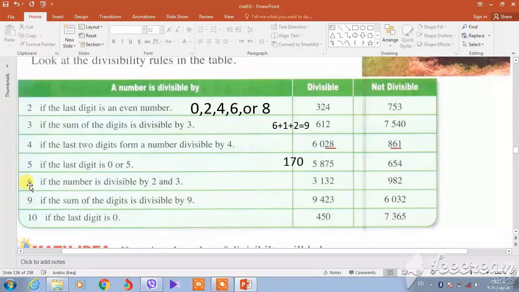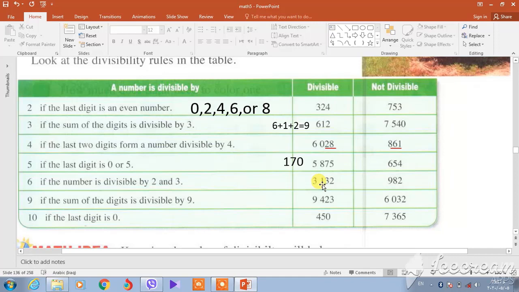A number is divisible by 6 if the number is divisible by 2 and 3. If the number is divisible by 2 and 3, it is also divisible by 6. What does that mean? For example, we have 3132. Is it divisible by 2? Yes, because the last digit is even. 2 is an even number. And is it divisible by 3? Yes. How do you know? Find the sum of digits.